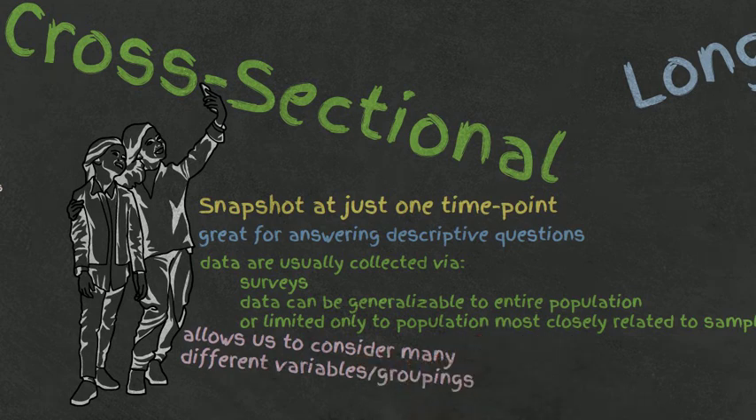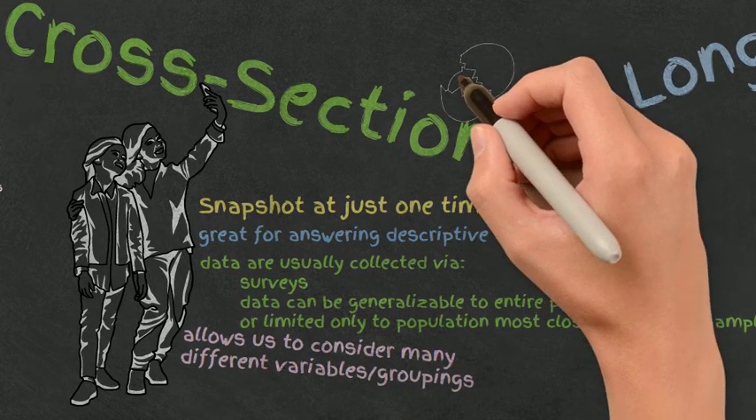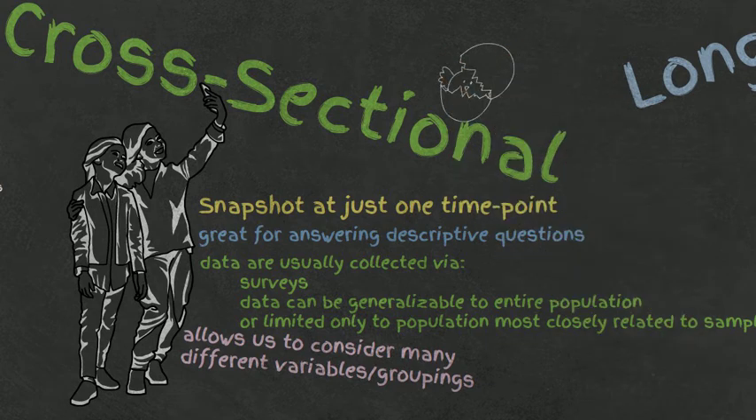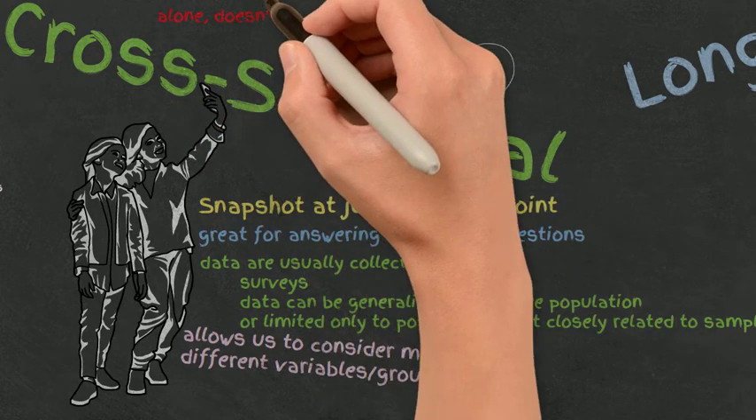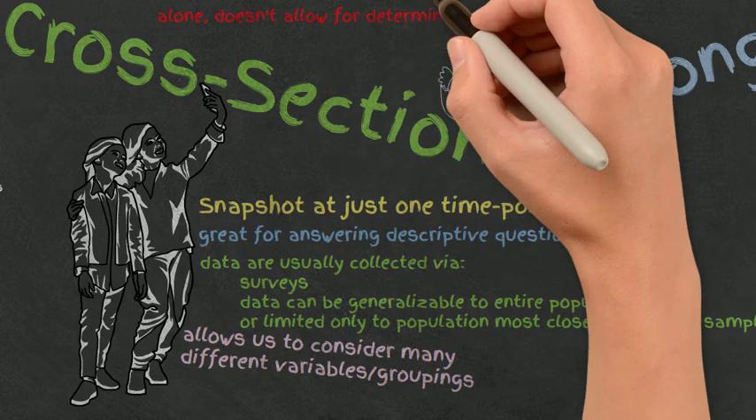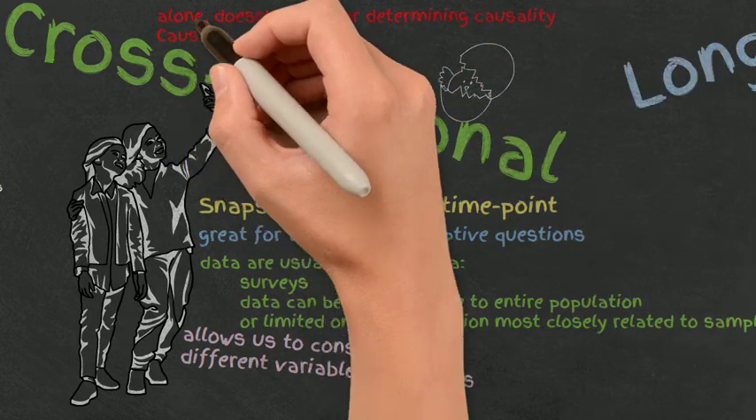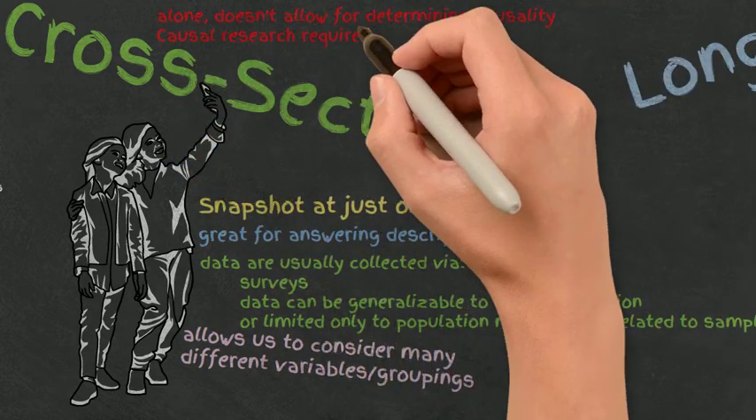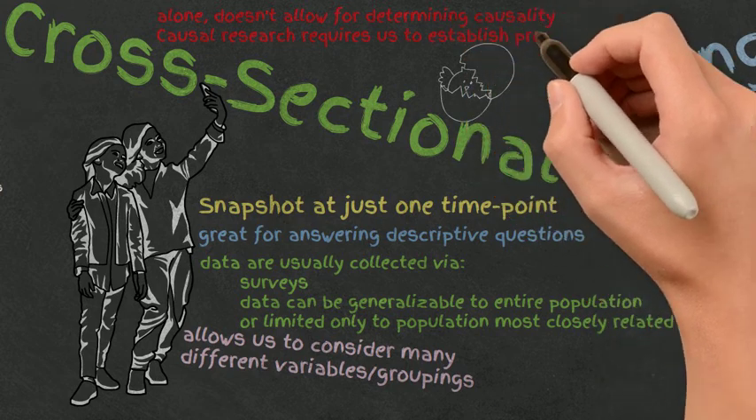There's that tricky chicken and egg question: which comes first? If we only have data at one point in time, there's no way of knowing which came first. This is an issue of what we call temporal order.